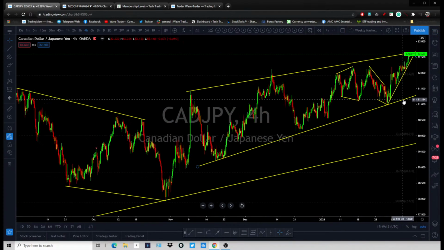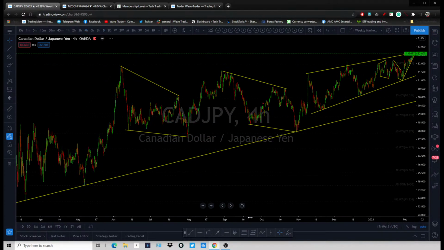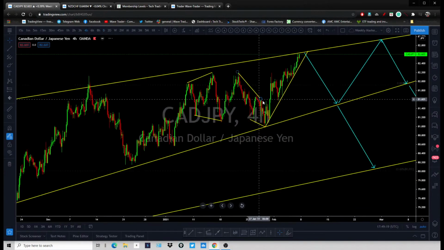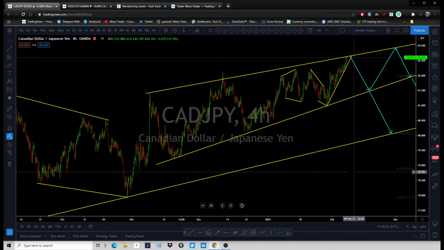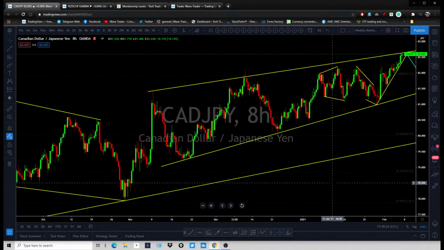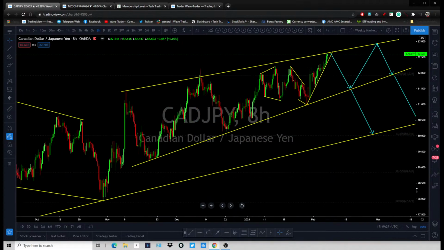CAD yen is also the same. The bigger daily chart is also running in a wedge. Price is trying to break out of the previous top and go higher. On the 8-hour time frame chart, you're going to see clear candles.